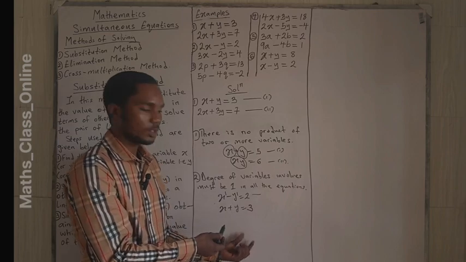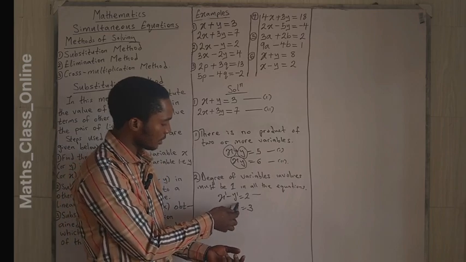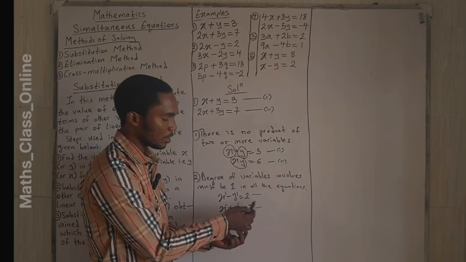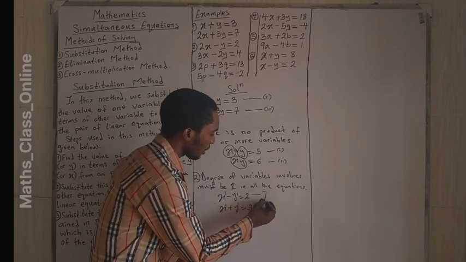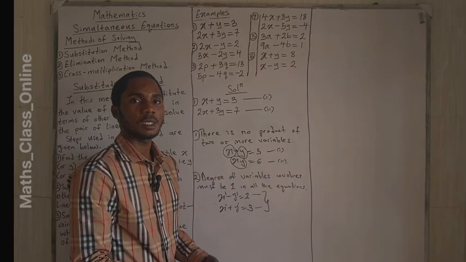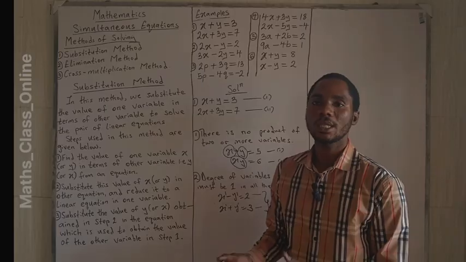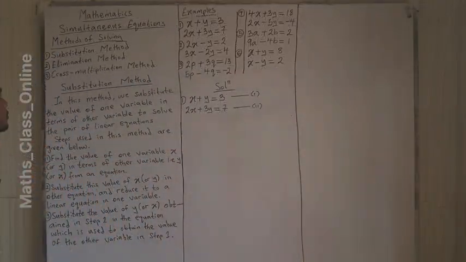Let's check the second equation. The degree of x here is 1. The degree of y here is 1. That means this is also linear. This means that this set of equations is a linear simultaneous equation. In today's class, we'll be focusing mainly on methods of solving linear simultaneous equations.